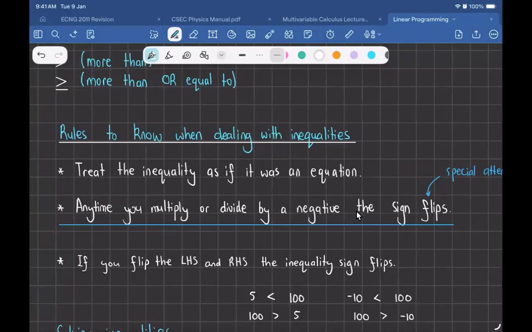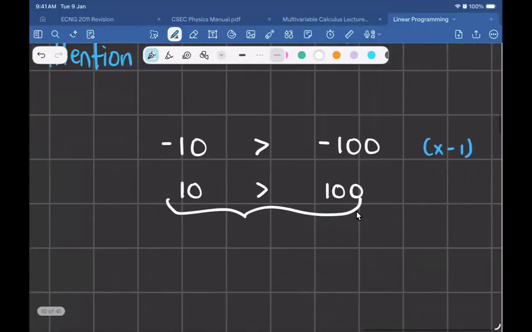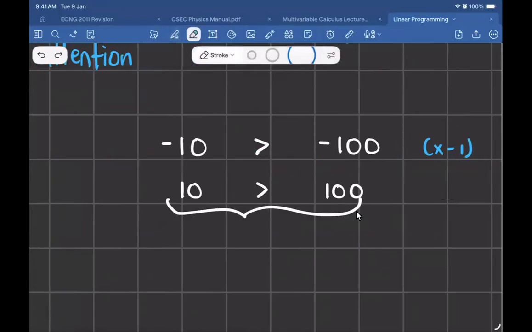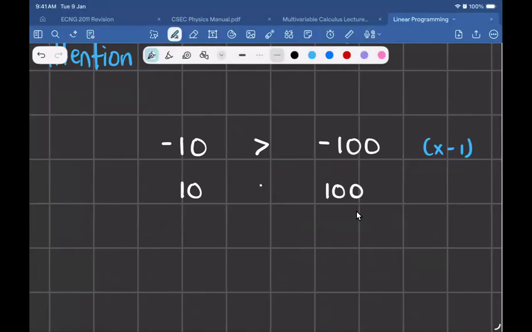Which one, sir? The second one. Okay, anytime you multiply or divide by a negative, the sign flips. Do you understand why? Yes, sir. Over here we multiply by what? By -1. And as a result, we have to do what with the sign? You have to flip it, right? Because 10 is actually less than 100. Yes, sir.